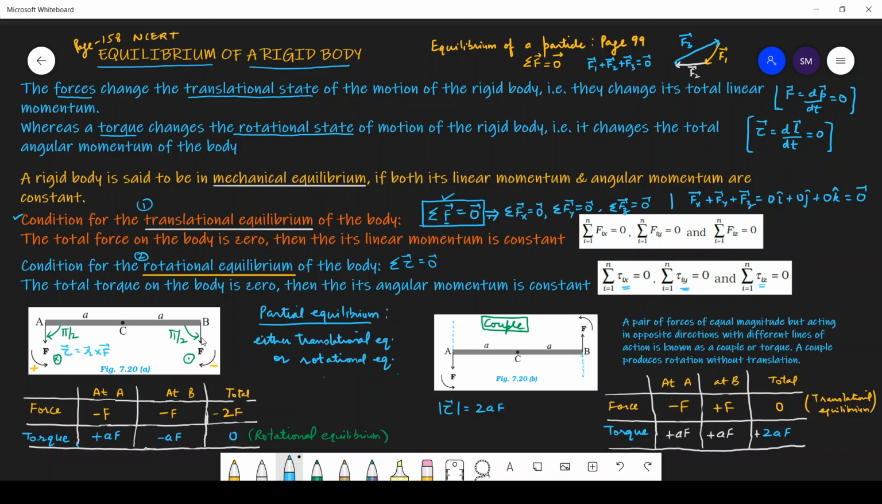Let C be the midpoint of AB. CA equals CB equals a. The moment of the force at A and B will both be equal in magnitude, aF, but opposite in sense as shown. Okay, so students, whenever this word moment comes, it means we are talking about torque.